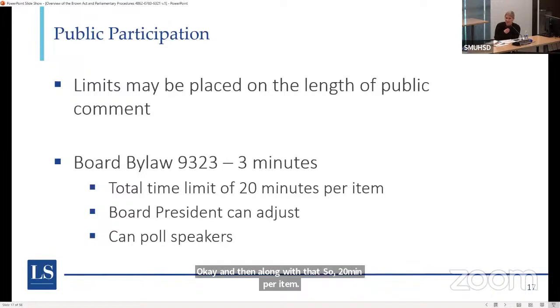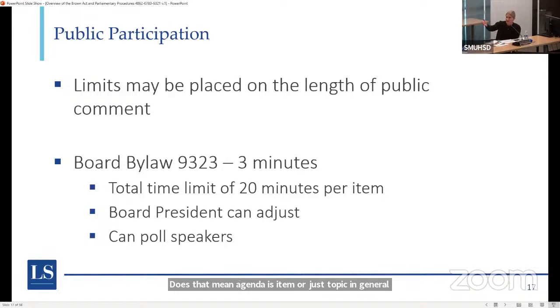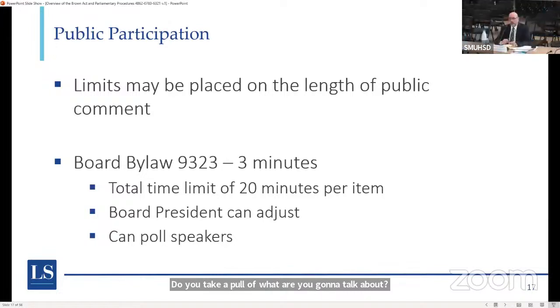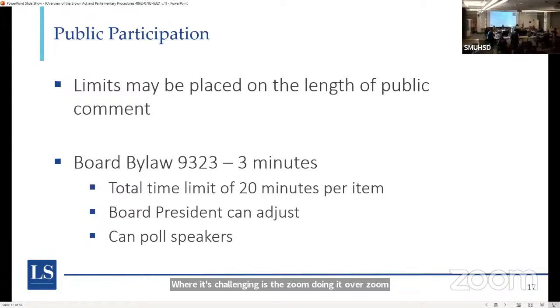Does that mean agendized item or just topic in general? Because how do you know if everybody in the audience that's here is going to be talking about that item? Do you take a poll of what are you going to talk about? Well, hopefully, I'm guessing you have a speaker card system in place, denoting whether you're going to speak on an agenda item. Where it's challenging is doing it over Zoom, because there's no indication of which item they're going to speak on.